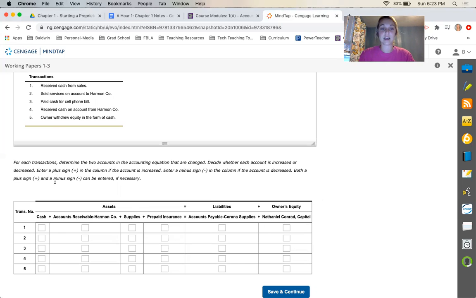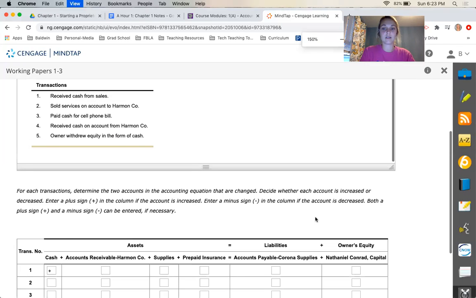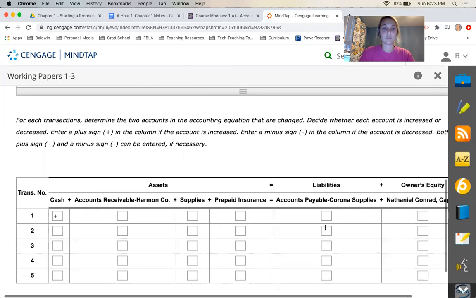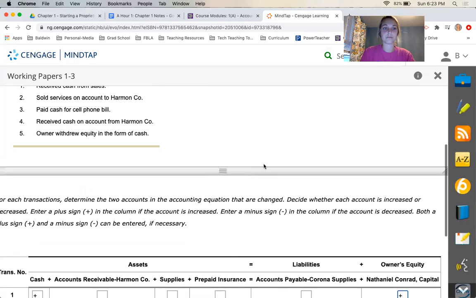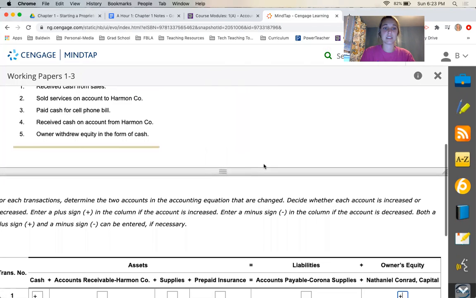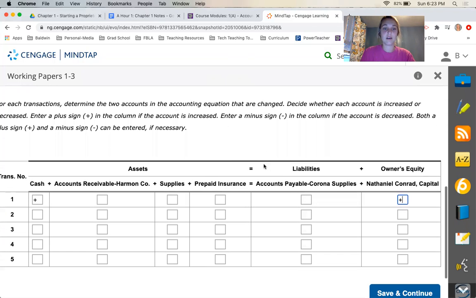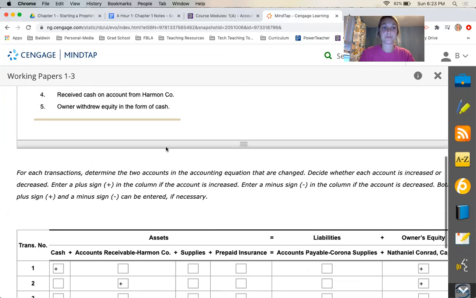First one, received cash from sales. We know that cash is an asset, so it is going to increase. And sales increases owner's equity, so that capital account will go up. Next, we sold services on account to Harmon Company. For making a sale, sold services, that is revenue. So capital will go up. And now that accounts receivable has just increased because they owe us money.